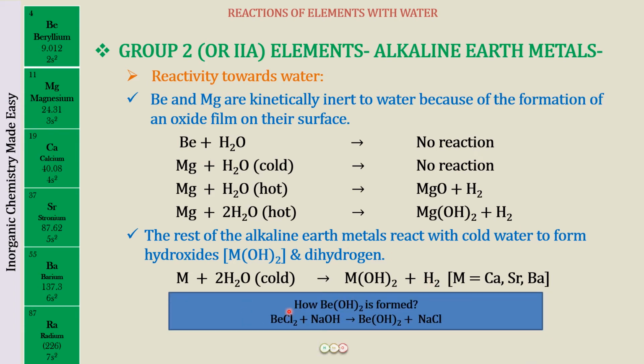Now, one thing that you can remember over here is how beryllium hydroxide is going to be formed. Obviously it is not reacting with water to form the hydroxide. So how it can be formed is by the reaction of beryllium chloride with NaOH. This will form beryllium hydroxide and NaCl.